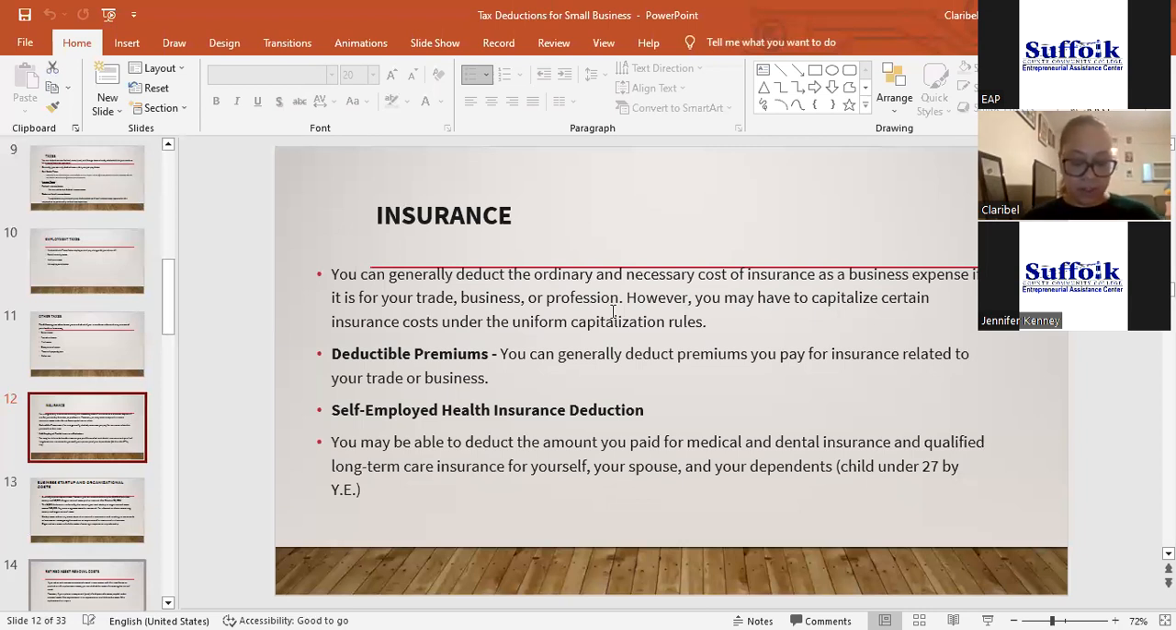Self-employed health insurance: you may be able to deduct the amount you paid for your medical and dental insurance and qualified long-term care insurance for yourself, your spouse, and your dependents. The health insurance can cover your child who was under age 27, or an adopted child under 27. Any questions?